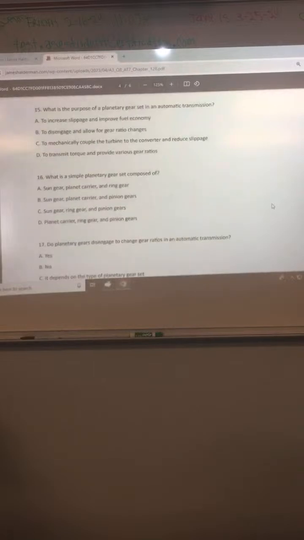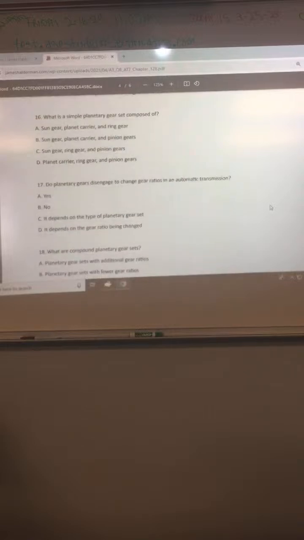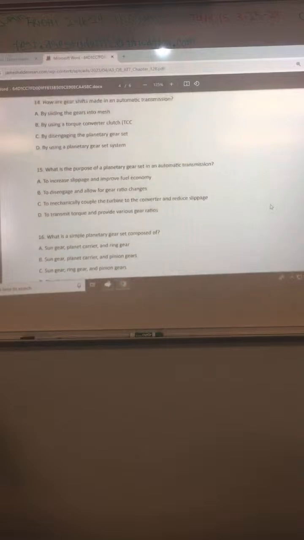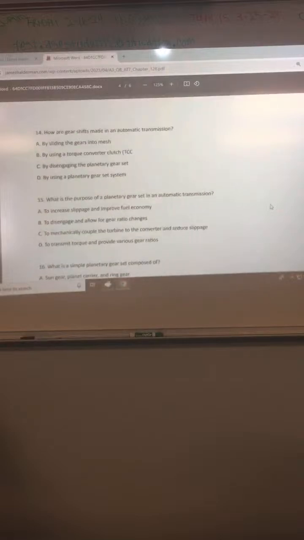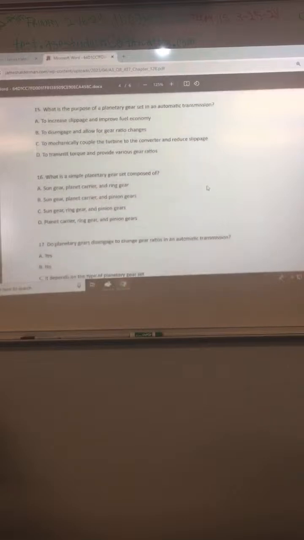Question 15. What's the purpose of the planetary gear set in the automatic transmission? B? D. B. It's actually D. Transmit torque by various gear ratios. What was 14? 14, let's see, D. Planetary gear set system.